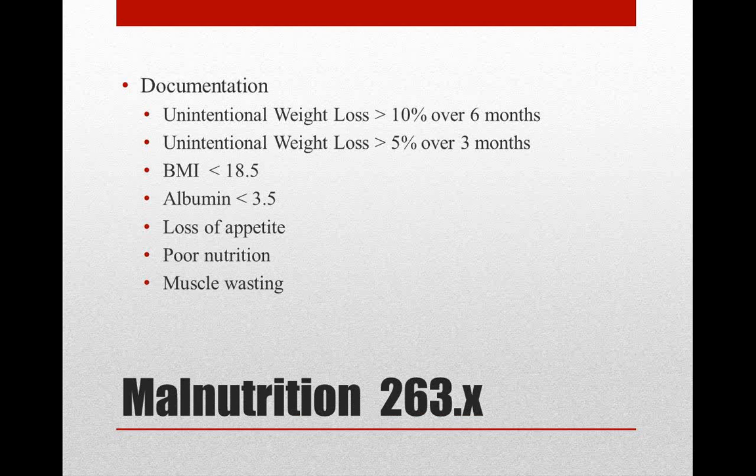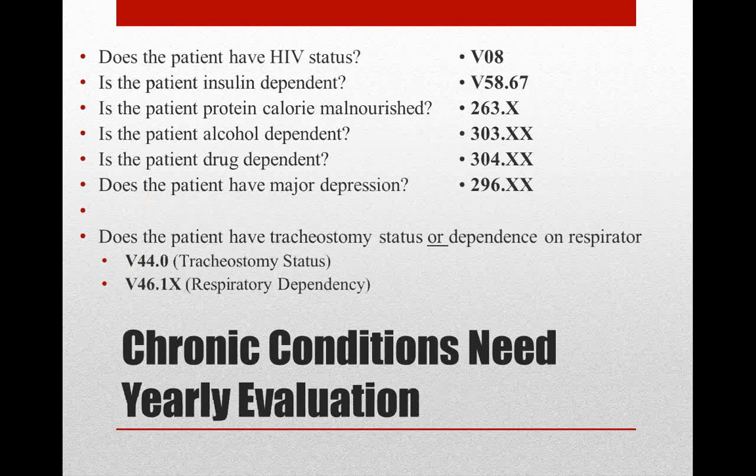Malnutrition is one that's missed a lot, and it has a risk code of 0.8. It's a pretty high risk score. Unintentional weight loss, 10% over 6 months. Unintentional weight loss, 5% over 3 months. BMI less than 18.5. Albumin less than 3.5. Loss of appetite, poor nutrition, muscle wasting. All of these are characteristics of malnutrition.